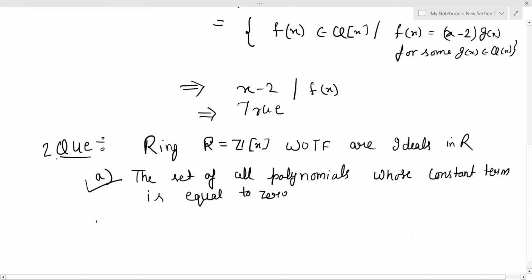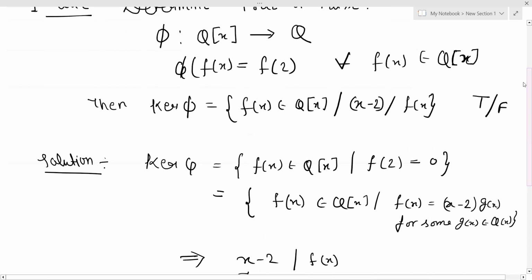We want to find the kernel. Yeah, you can do it in this way, right? If you define phi in this way, like here you defined evaluation at 2, if you define evaluation at 0, this phi map is just an evaluation, right? Agreed or not? We basically want to prove it is an ideal. Kernel will always be an ideal, right?